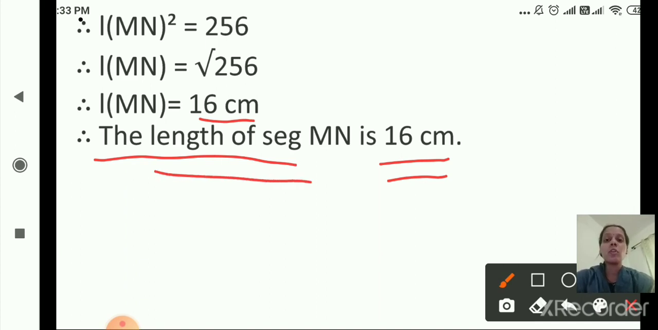Okay, hope you are clear with this sum. First we will draw the figure, and then according to Pythagoras theorem you will write the formula, put the values, and then you will get the answer. Now we'll move to the next question, that is question number 4 from practice set 48.